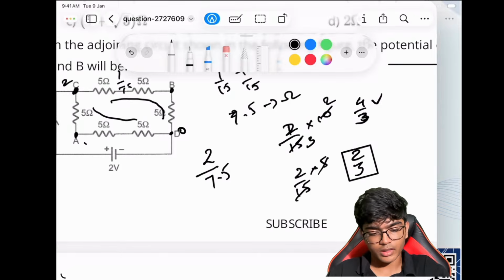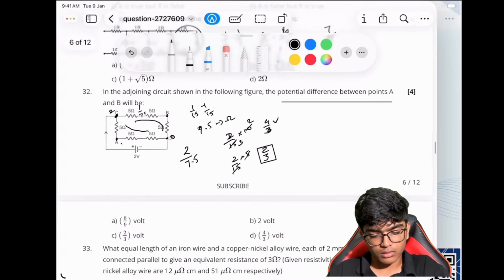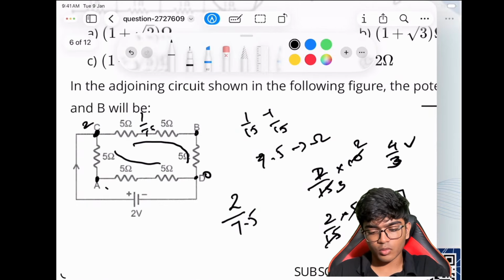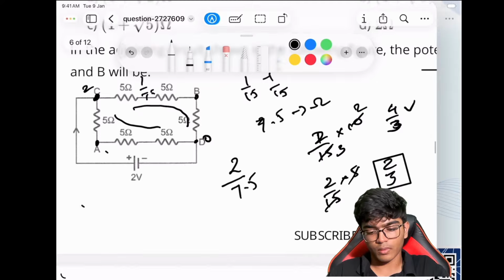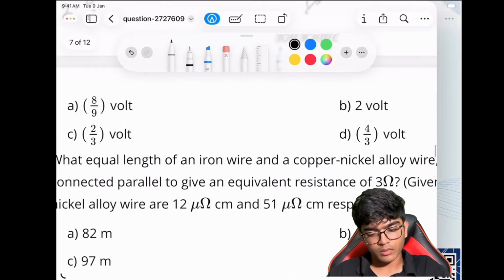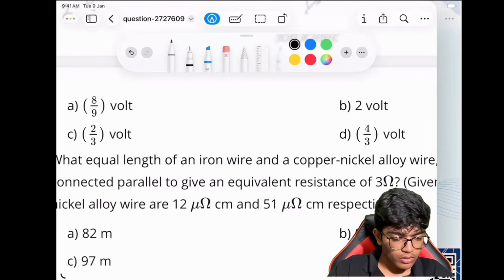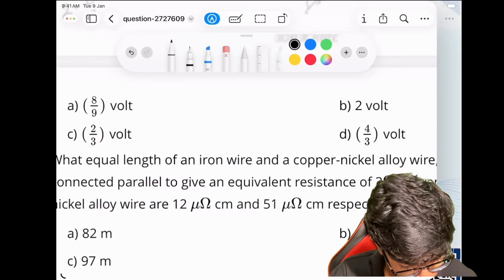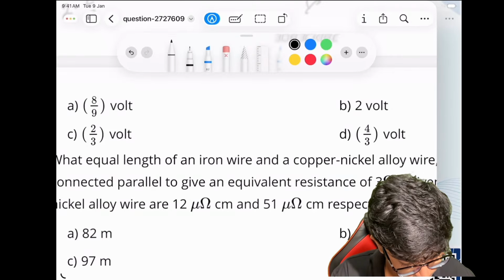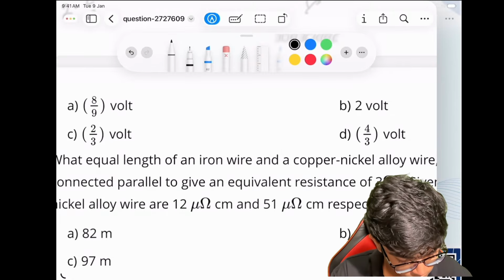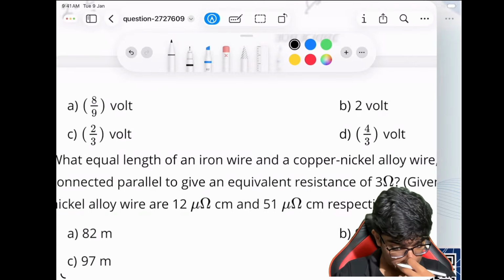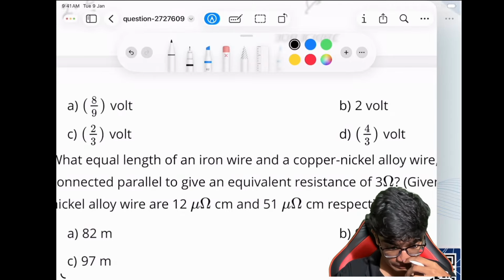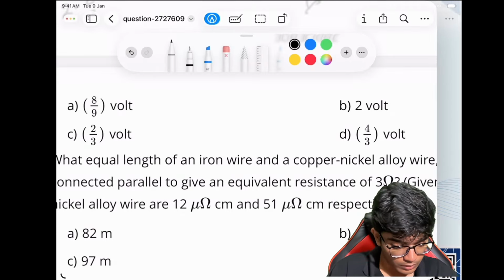So is the option there? We consume 2 by 3 out of 2. 2 minus 2 by 3 is nothing but 1 by 3. Here it consumed 1 by 3, it's 2 by 3 here. Is the option 1 by 3 there? No. Okay, I think I messed up somewhere. Just one minute. I have done it correctly.